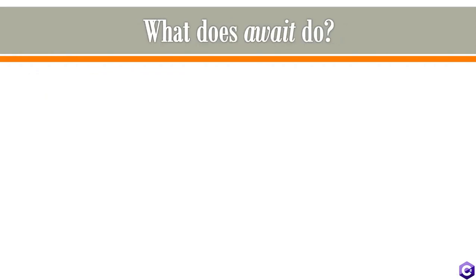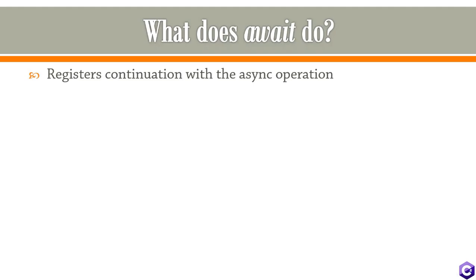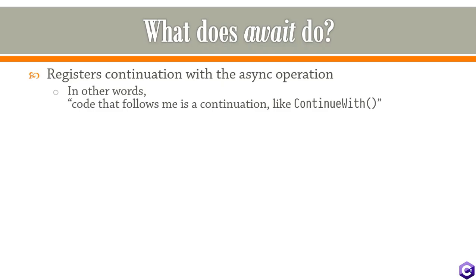So let's recap what the await keyword actually does. First of all, it registers the continuation with the async operation. In other words, when the compiler sees the await keyword, it knows that the code which follows the await keyword is a continuation, kind of like when we do ContinueWith. Everything that comes after the await has to be a continuation of whatever await is waiting for. Now, what await does then is it gives up the current thread. So the current thread is released.